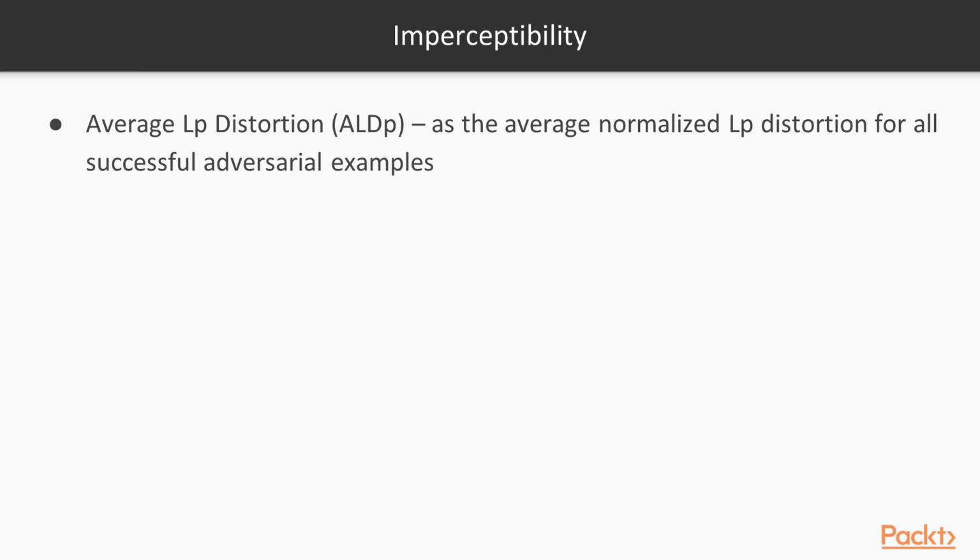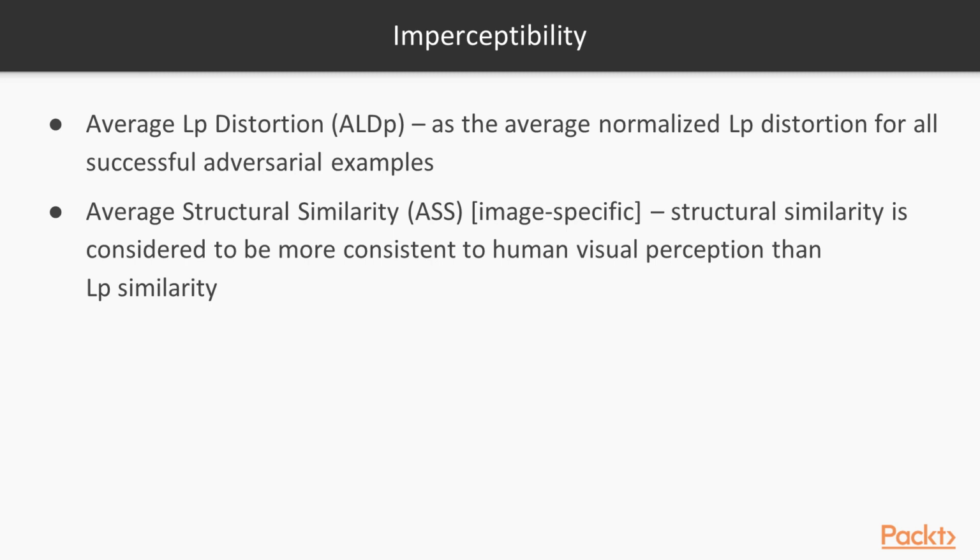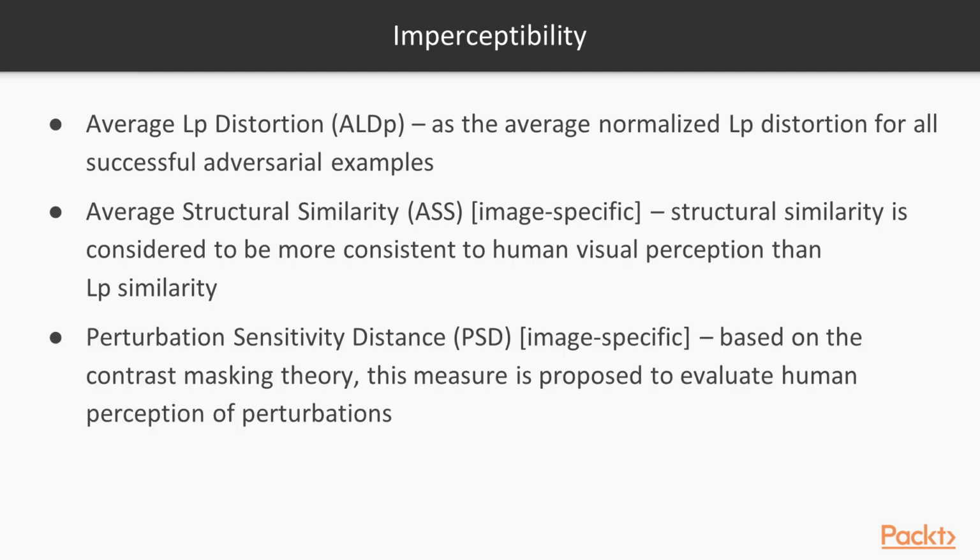The other measure is average structural similarity, ASS. It's an image-specific measure compared to LP norms. Structural similarity is considered to be more consistent with human visual perception than LP similarity. The next is perturbation sensitivity distance, or PSD. It's another image-specific measure based on the contrast masking theory.